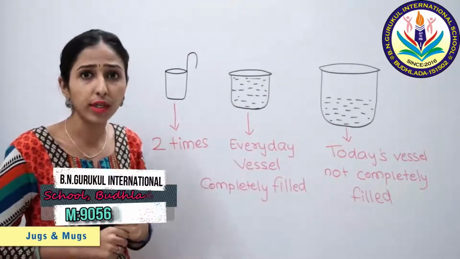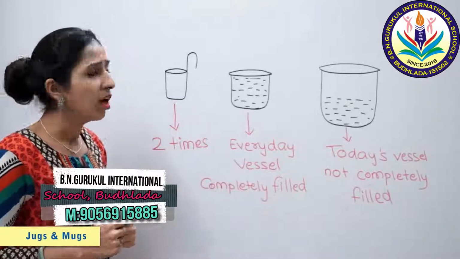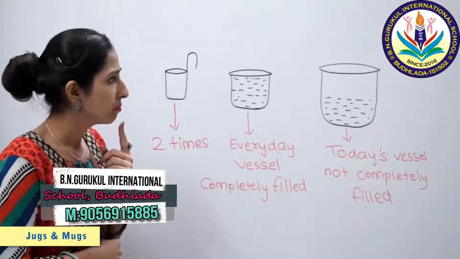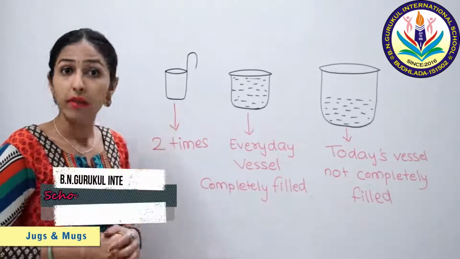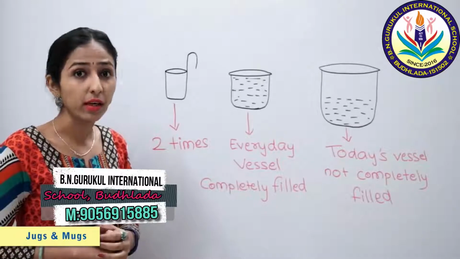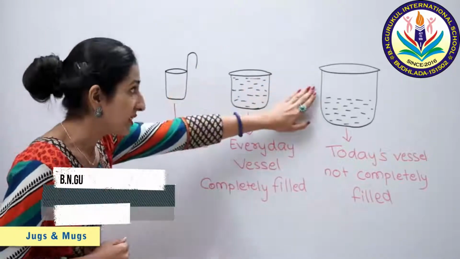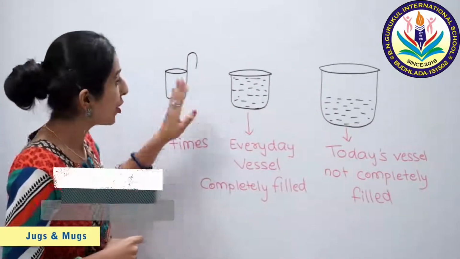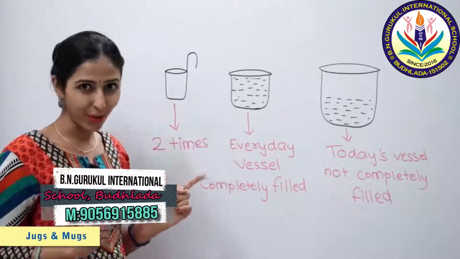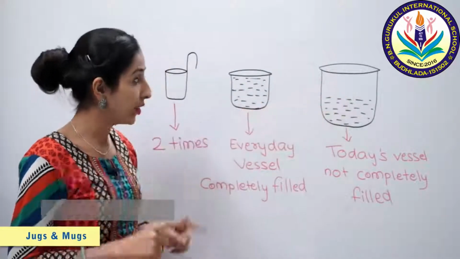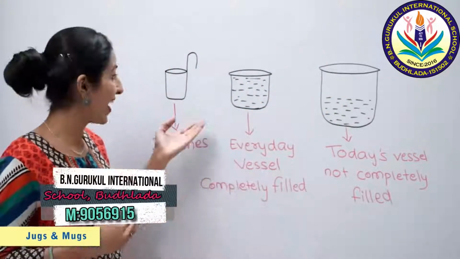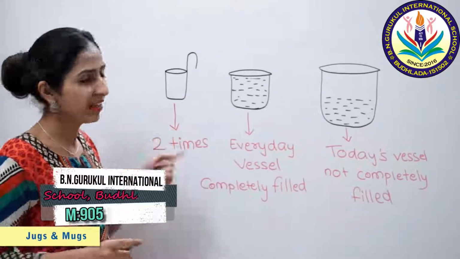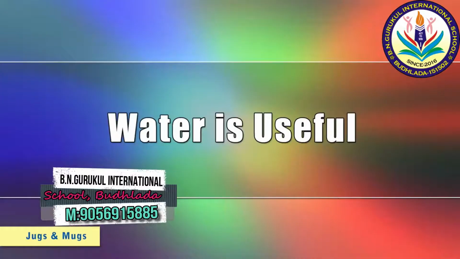So what do you think, students? Did the milkman cheat me? No, the milkman did not cheat me. The capacity of this vessel is more than the capacity of this vessel. So, this vessel can hold more milk than this vessel. So, we can say that the milkman did not cheat me.